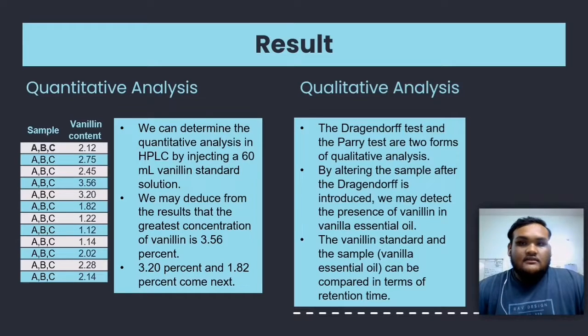Next, qualitative analysis. The Dragendorff test and the Perry test are two forms of qualitative analysis. By altering the sample after the Dragendorff reagent is introduced, we may detect the presence of vanillin in vanilla essential oil. The vanillin standard and the sample can be compared in terms of retention time.